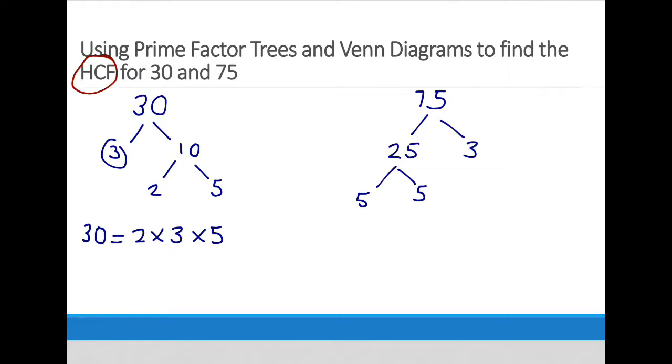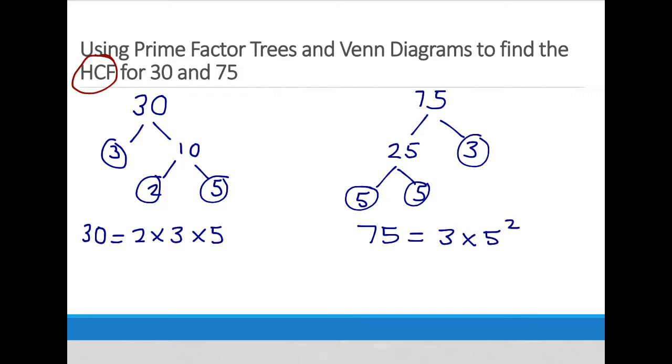I'd forgotten actually to circle my primes at the end because that helps me to see when I've finished on a branch. There we go, and I can write that 75 is equal to 3 multiplied by 5 squared. Remember, it's 5 squared because of the 5 multiplied by the 5. So if you've written 5 multiplied by 5 here, that's absolutely fine as well. And actually, in some ways, for finding the highest common factor, it's slightly easier.